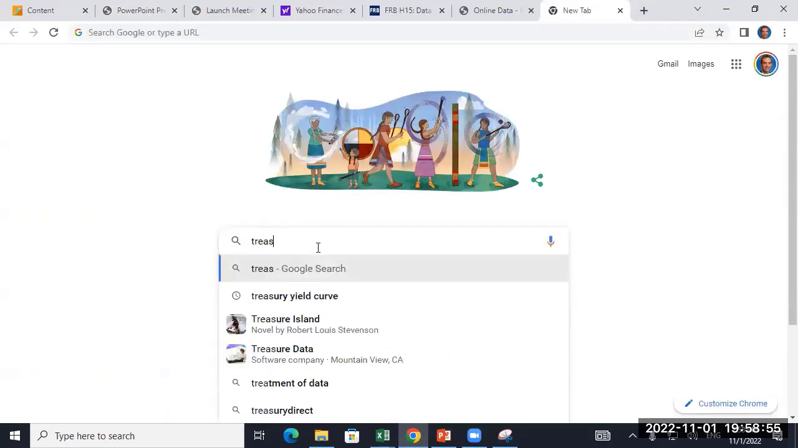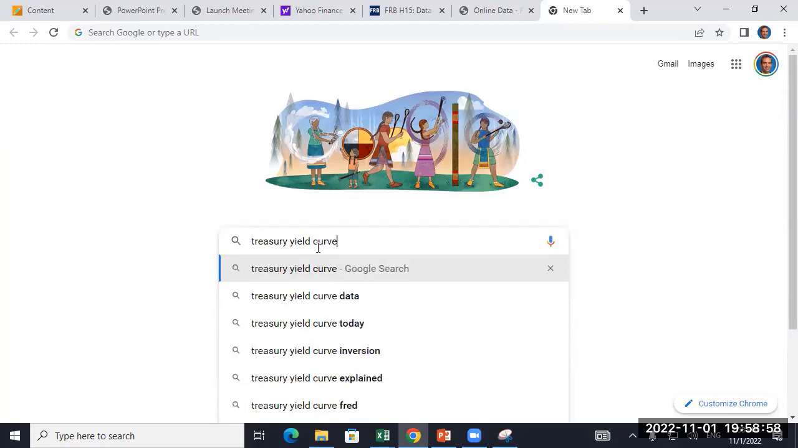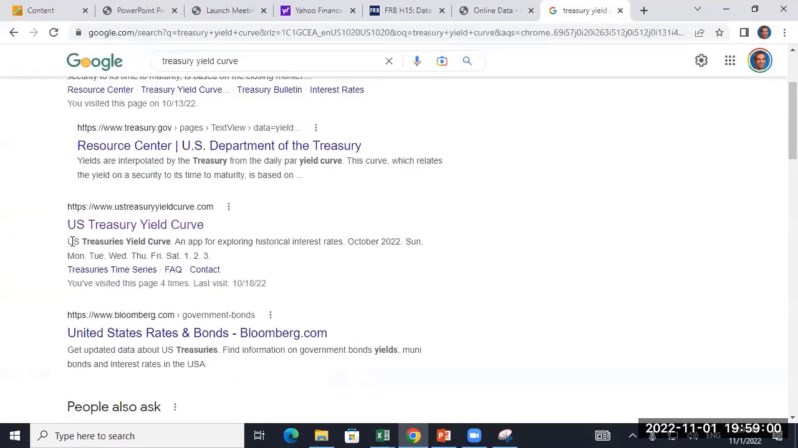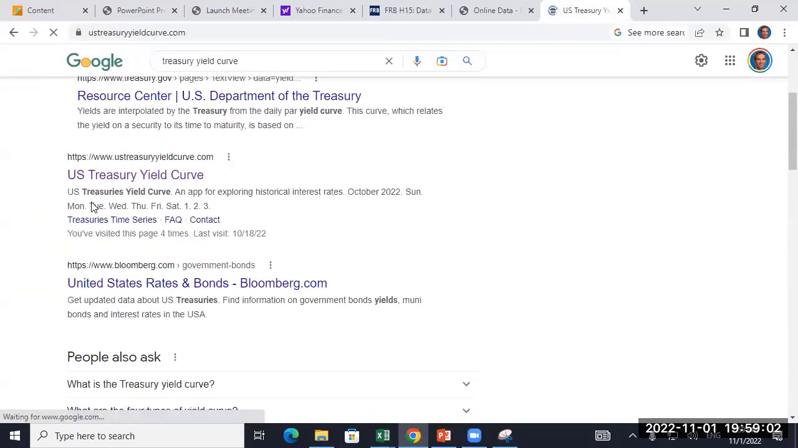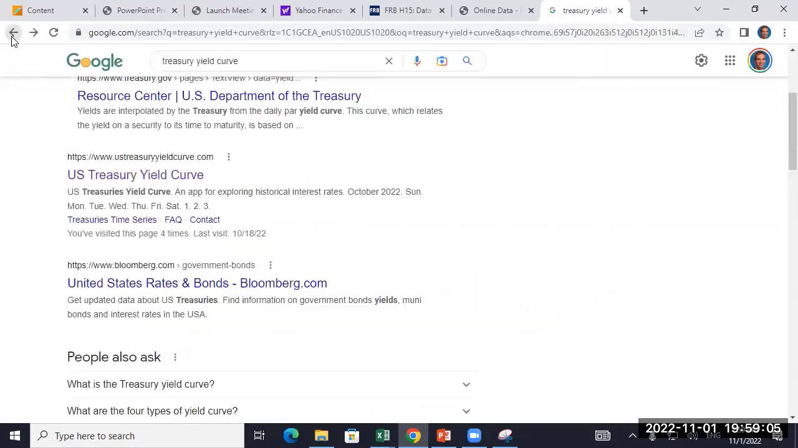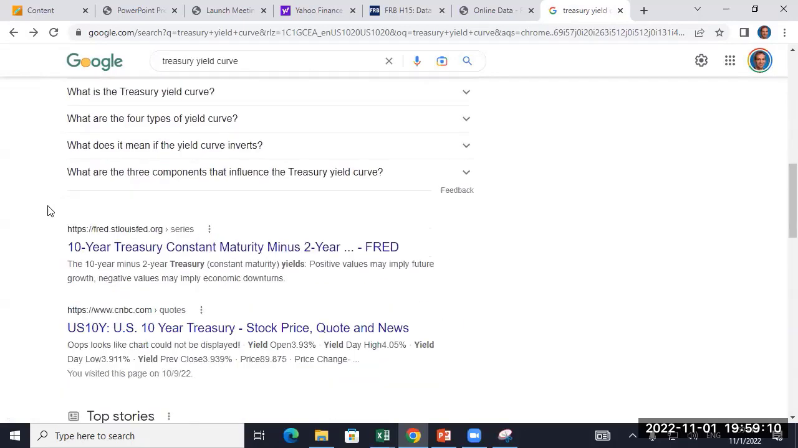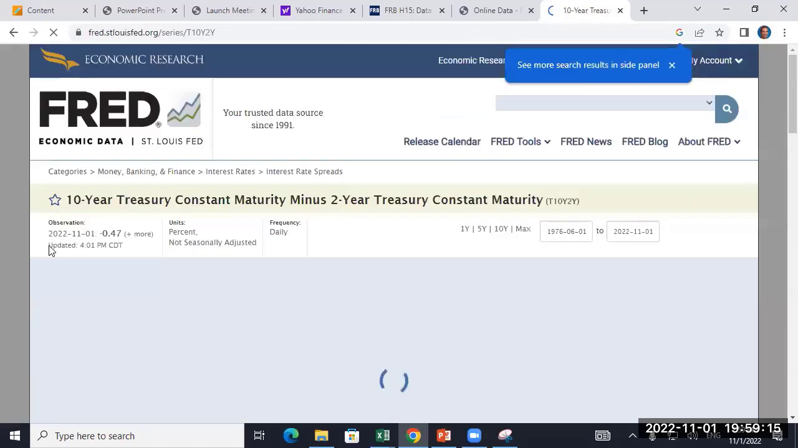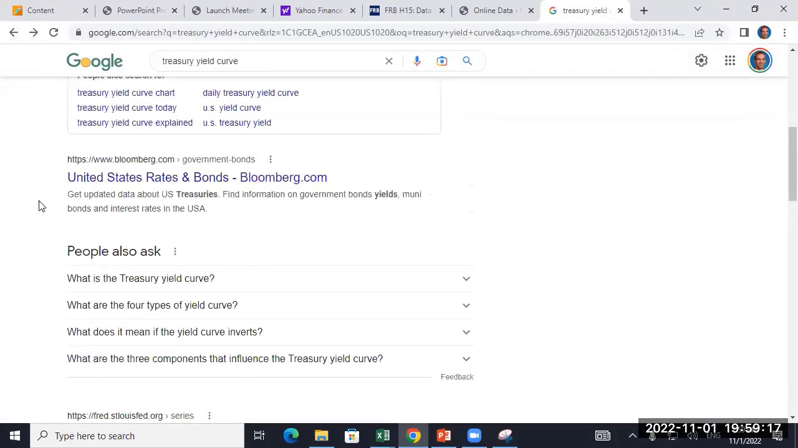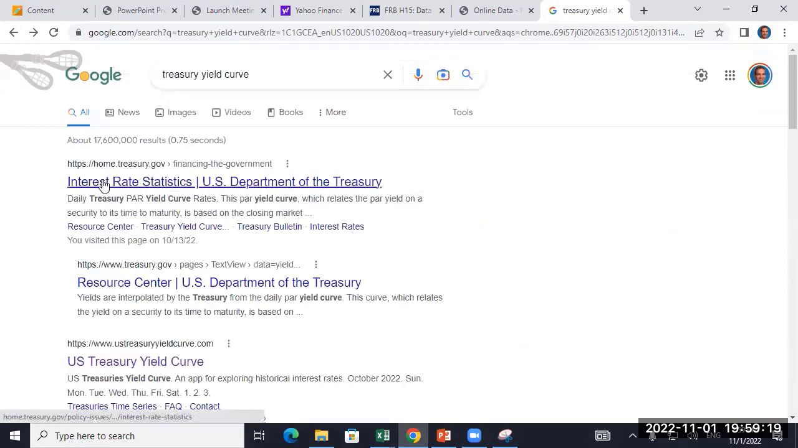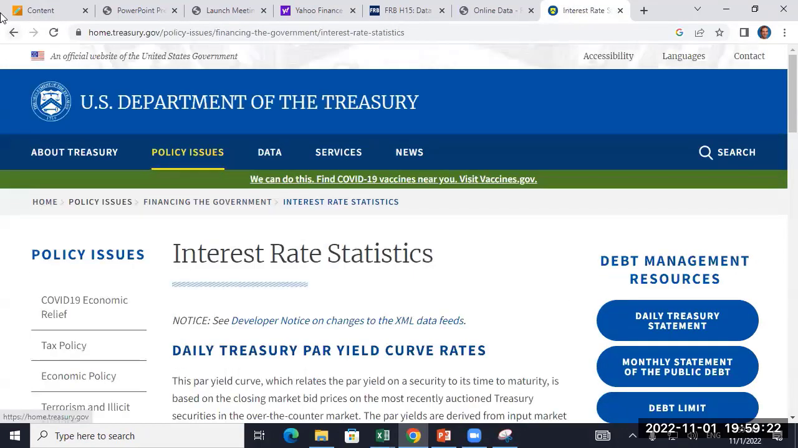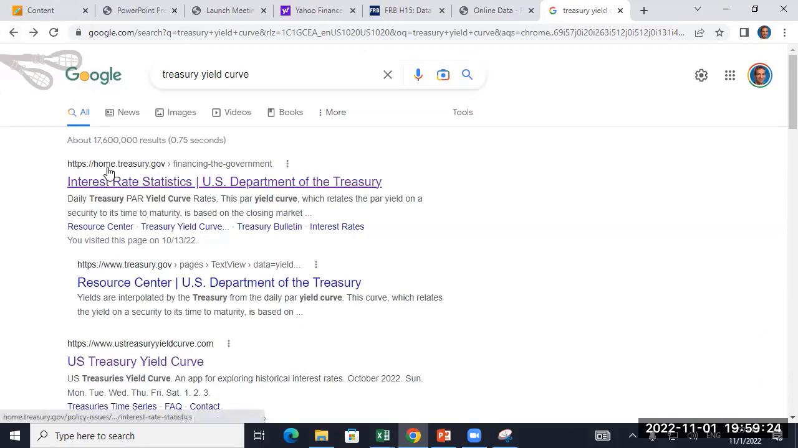And so you can just type treasury yield curve, and it comes up here, and you have a selection. So you can just, oh, not that one, sorry. I don't think this is it either. Where's the site I've been using? Okay, there it is. So it's this one, home.treasury.gov, U.S. Department of Treasury.